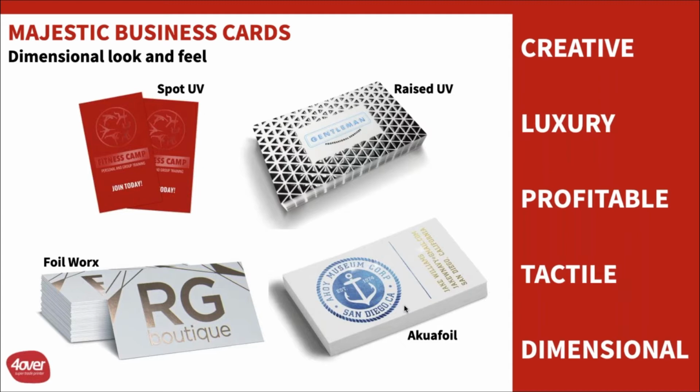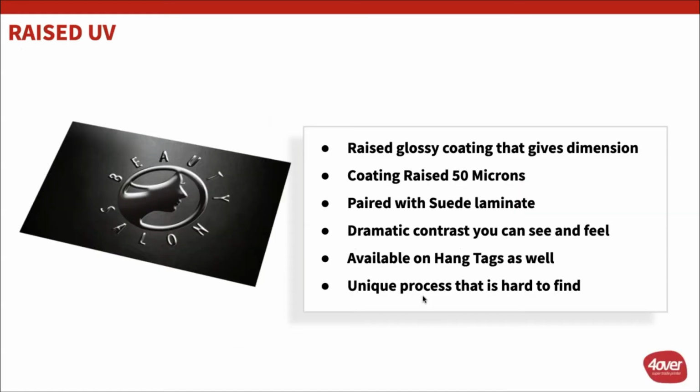If you can do that extra file type, this one single file type, you'll be able to cover a wide range of different products with that. Raised UV, if you don't know, I'll go through some of the products just in case you're not sure what the Majestic cards are, some more luxurious cards, some options here. Raised UV first, it's a raised gloss coating that gives dimension to the card. You can actually feel it.